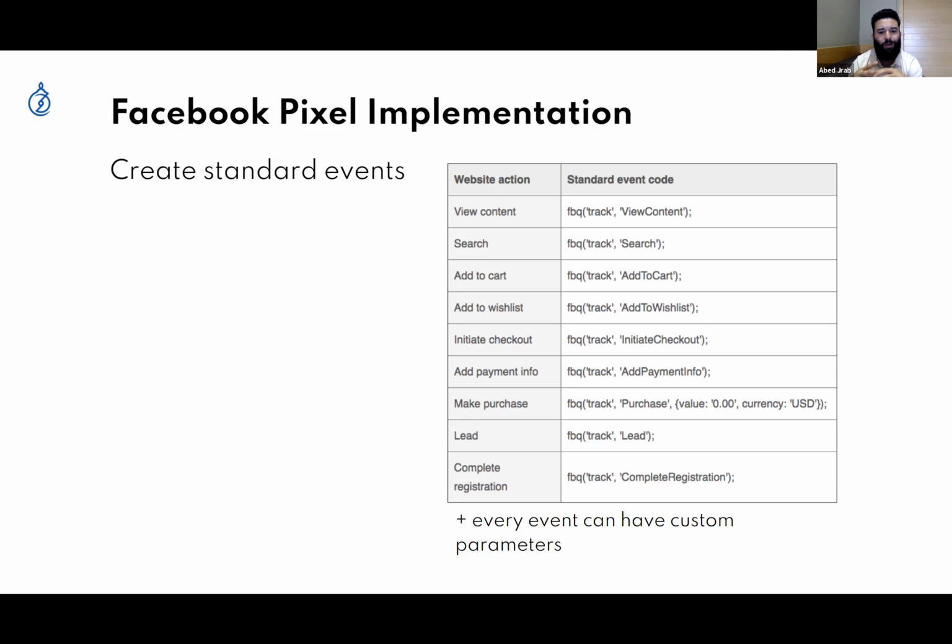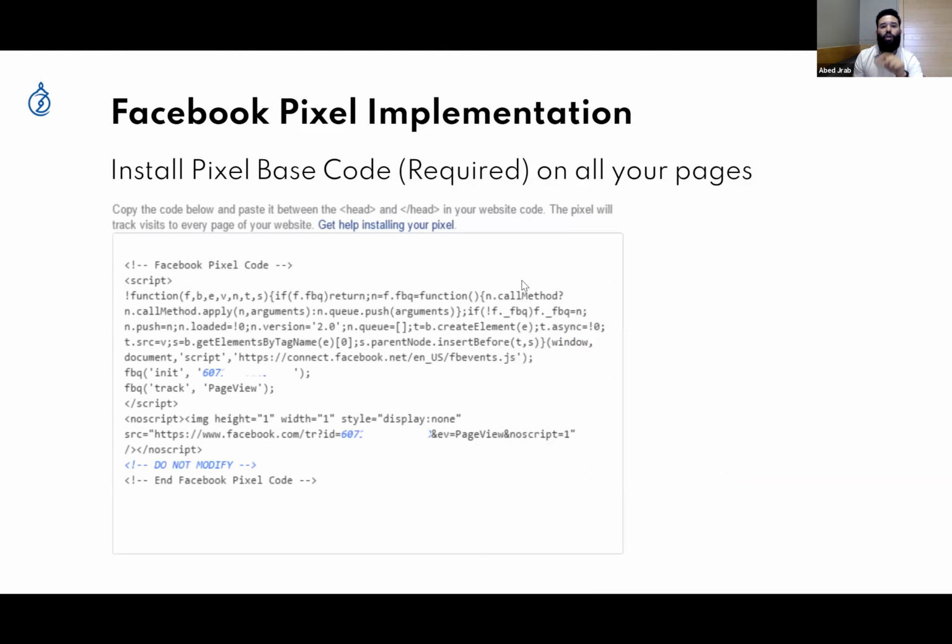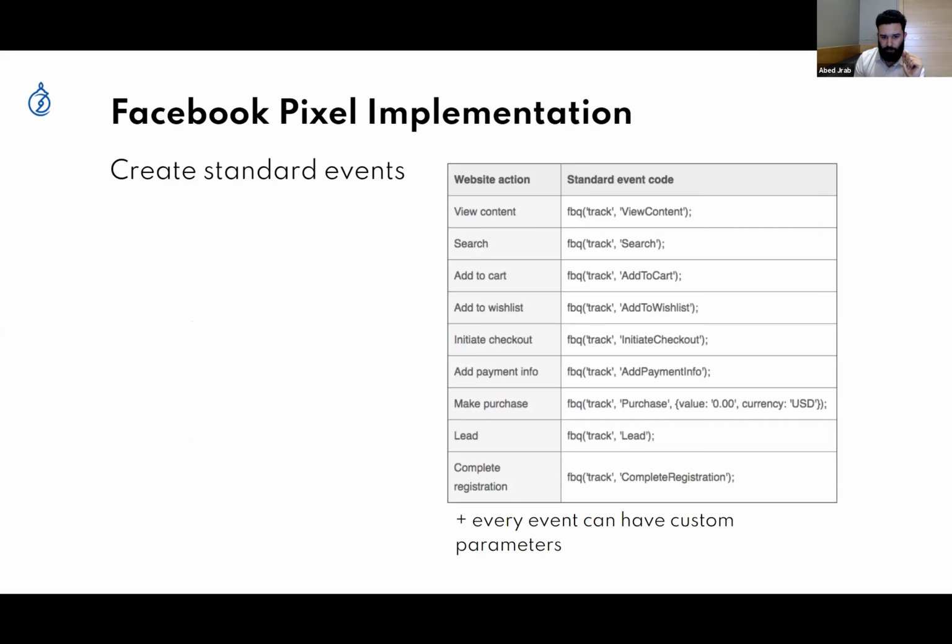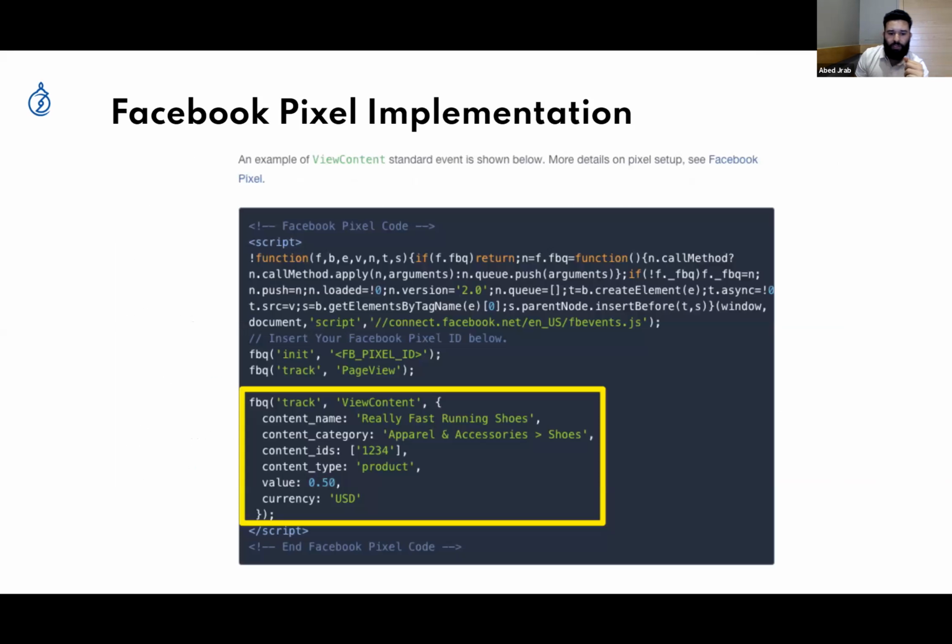Over here, Facebook is trying to cater obviously for everyone, for all businesses. And then the rest of the events are mostly for e-commerce businesses, like adding payment information, making a purchase, adding to the cart, and all these kind of events. So as you can see, the standard event code has to be added into the main JavaScript code of the pixel, and this is how it's going to look.